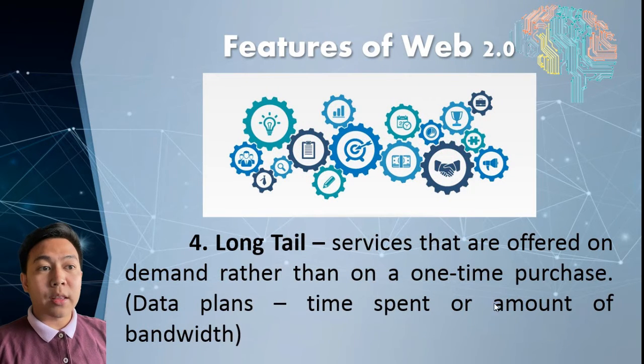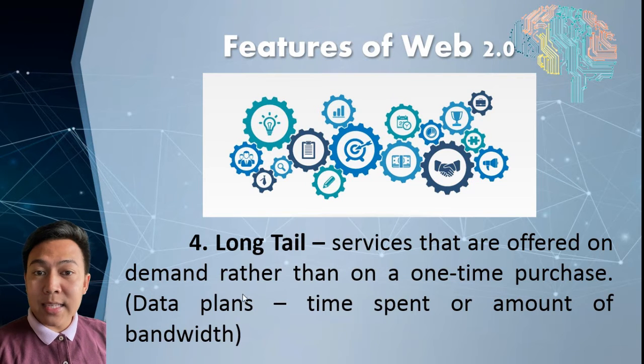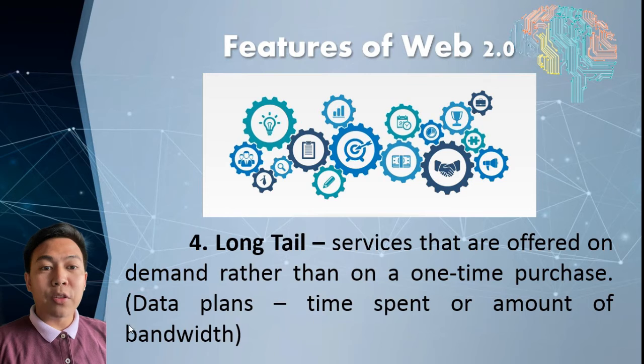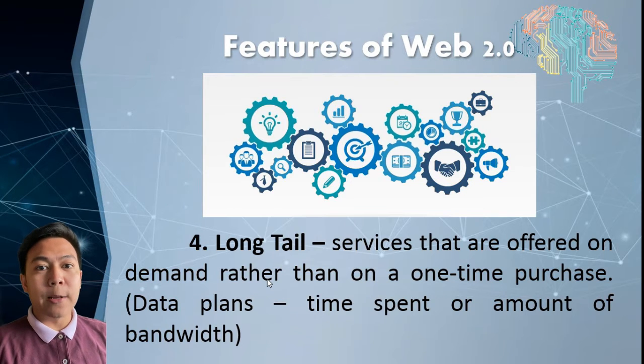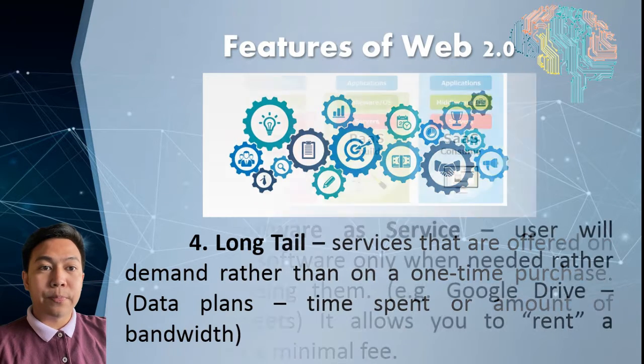The fourth one is long tail, where services are offered on demand rather than as a one-time purchase. An example of it is data plans on Globe or Smart, where the time spent and the amount of bandwidth differ, and the amount you use, you will pay depending on the usage.